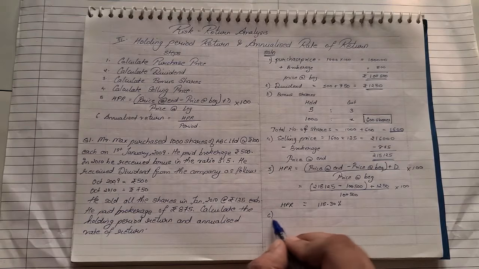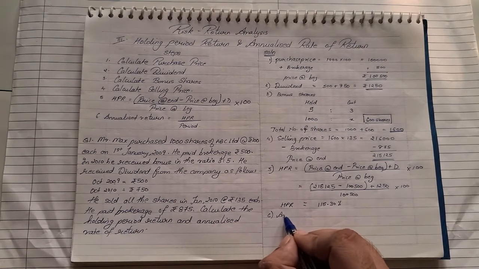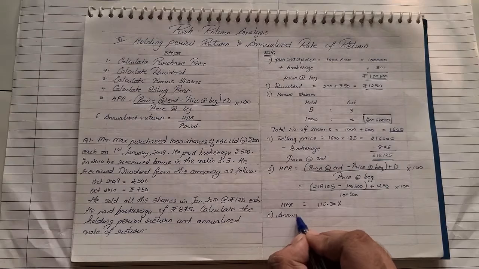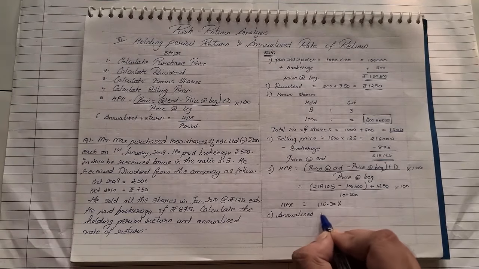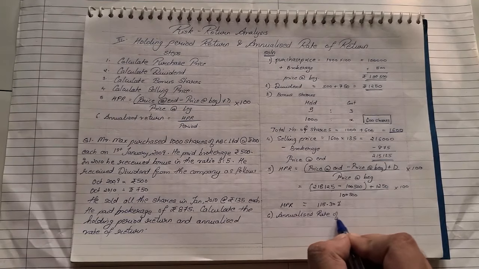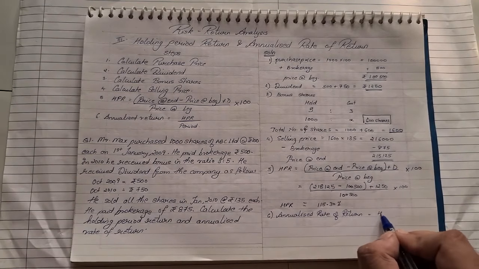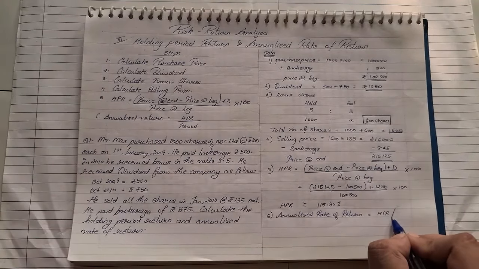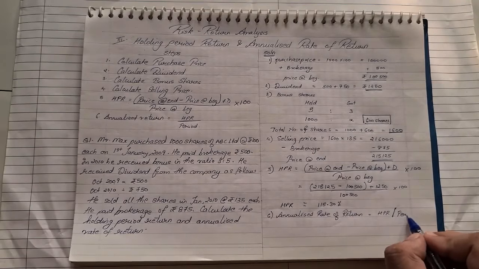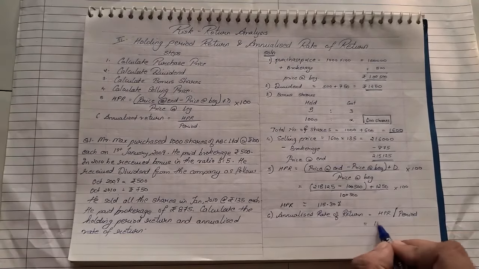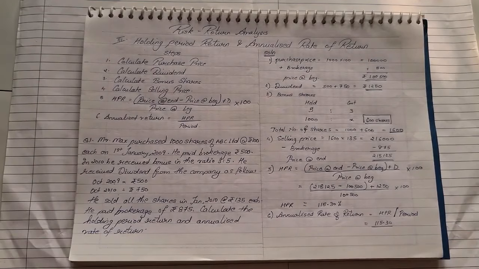Now last step, we need to find the annualized rate of return. So the annualized rate of return is nothing but the HPR divided by the holding period. So in our case it was 115.30 divided by, for how many years did you hold?